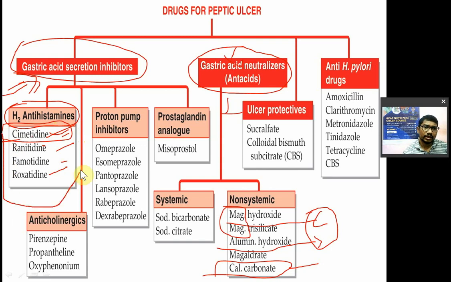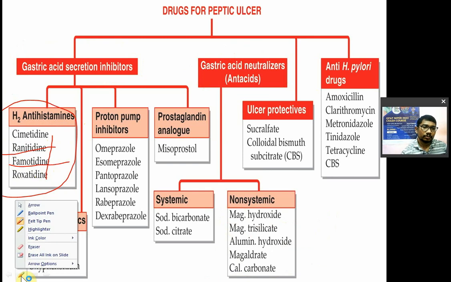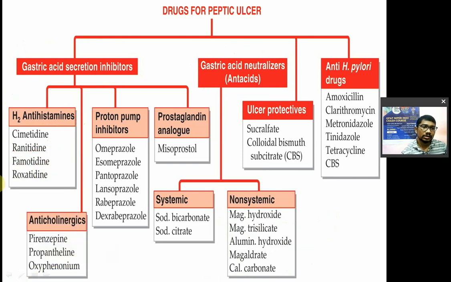All these drugs have an imidazole structure. All these are imidazole derivatives except ranitidine. Ranitidine has a furan ring in the structure. It will not have imidazole, the rest will have imidazole. Again, among these H2 receptor blockers, the most potent drug is famotidine. So famotidine is the most potent amongst all the H2 receptor blockers.